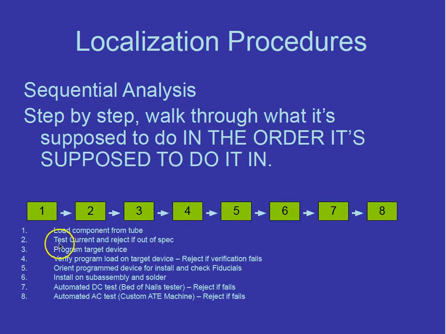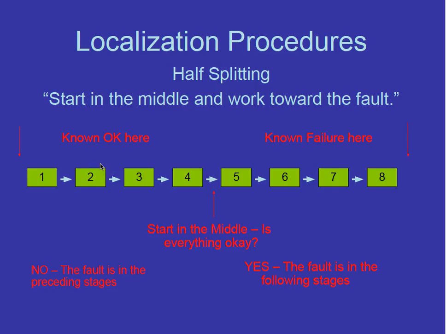Load component from tube, test current, reject if out of specification, program target device, verify program load on target device, reject if verification fails, orient program device for install on subassembly and solder, automated AC test. So this is just an example which has been given over here, and it could be different for your circuit, but just do step-by-step analysis, and if you do that, then that's called sequential analysis, and that's one of the methods of localization procedure.